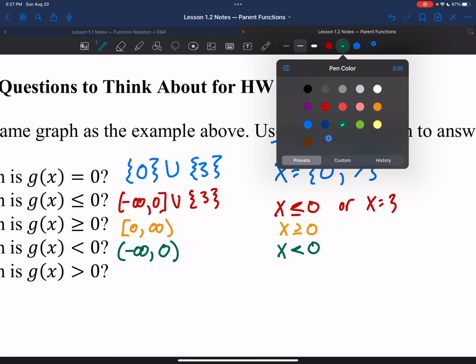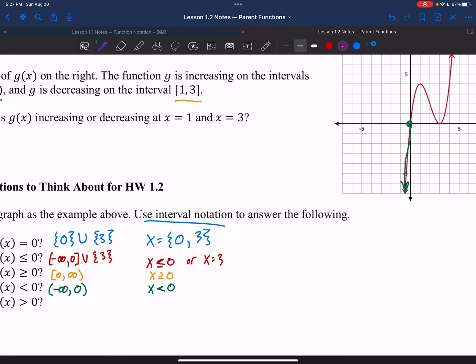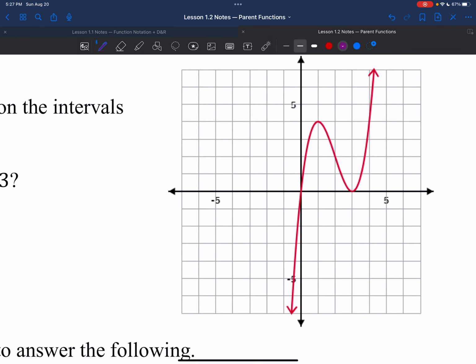And then finally, I'll do purple. When is g of x greater than 0? That means strictly greater than 0, which means not equal to. So it's equal to 0 here, it's equal to 0 here, but we don't want to include those points. We just want this interval from 0 to 3. Then we want to skip 3, and we go from 3 onwards to infinity.